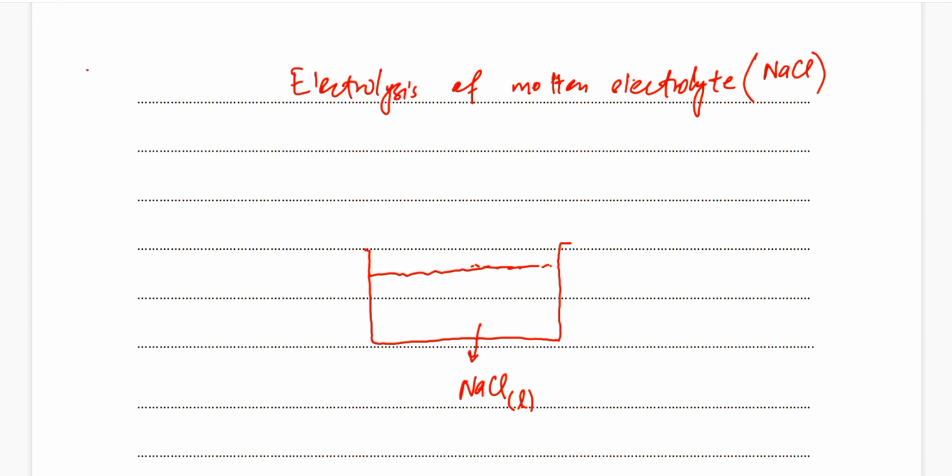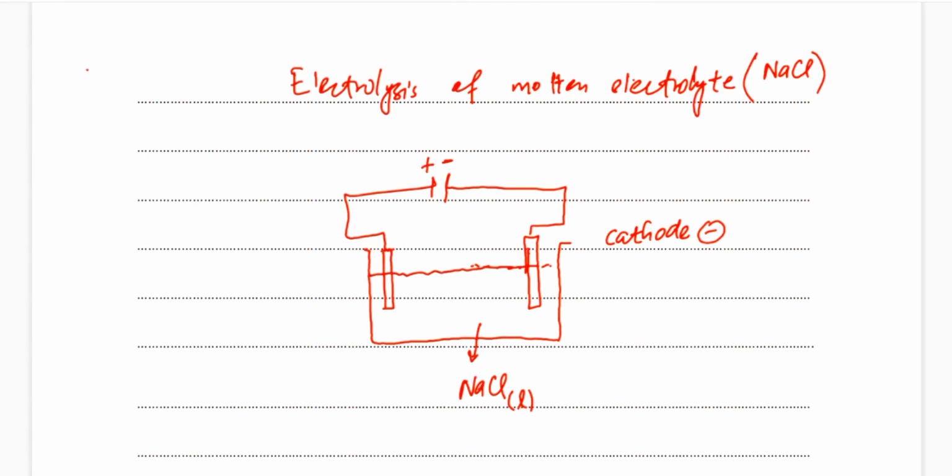Okay, and then it contains electrodes which are dipped into it. You can also say submerged into it, and then they are connected to a high voltage battery. This is the positive terminal, this is the negative terminal. The electrode which is connected to the negative terminal is called the cathode. It has negative charge, and the electrode which is connected to the positive terminal is called the anode. Okay, it has plus charge, and this is a high voltage battery.